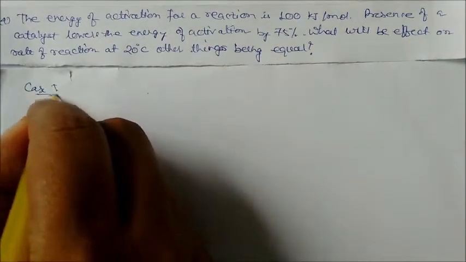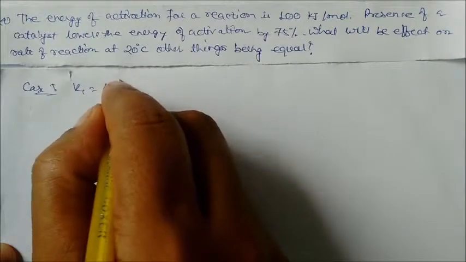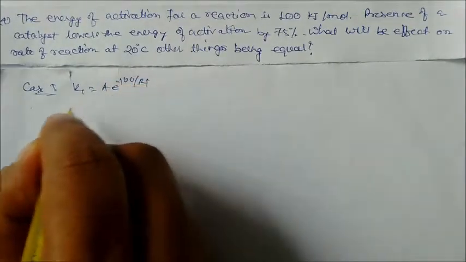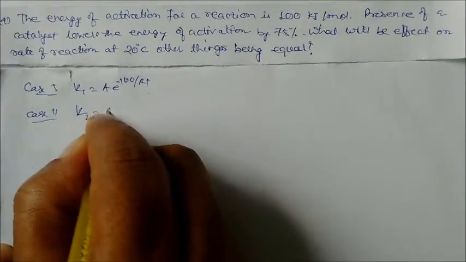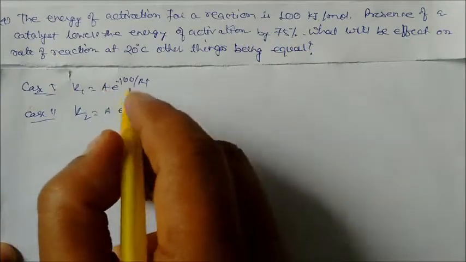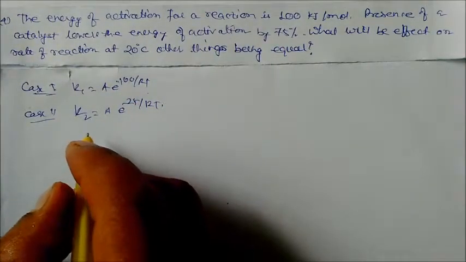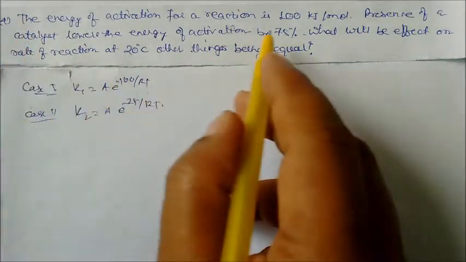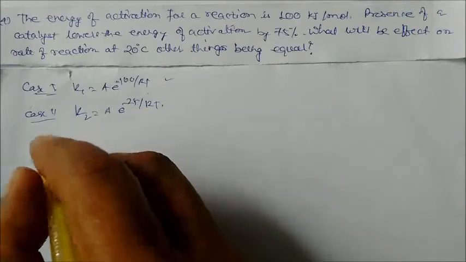Case 1 will be K1 is equal to A e to the power minus 100 by RT. And for case 2, K2 is equal to A e to the power minus (100 minus 75%, that is 25) by R into T. So the two cases are given: one is 100%, and in the other 25% is left.